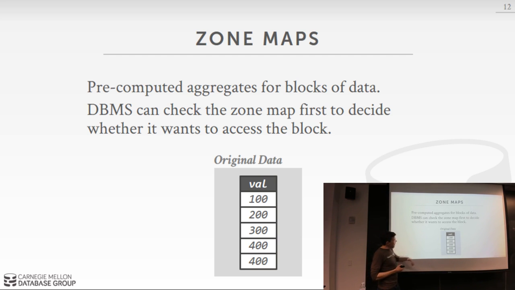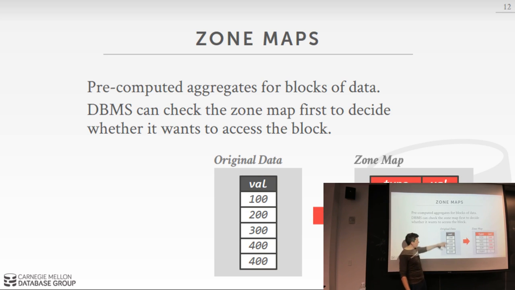So the basic idea is that for every single block in our database, we're going to pre-compute all the aggregates that we could possibly execute on the data in this block. So that when we run a query, we go check the zone map and ask, is it even possible there could be data that I need in here? If yes, I go actually scan the data. If not, I skip it.